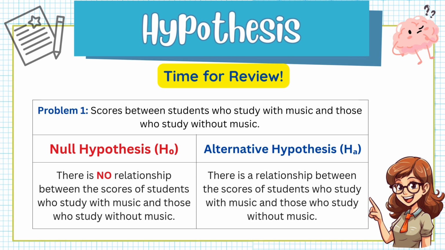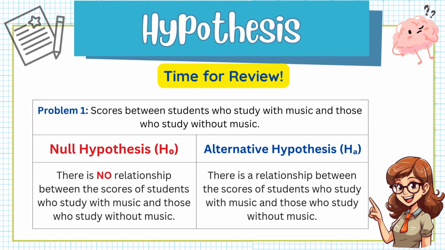No relationship between. While in alternative hypothesis or H sub A, you can say that there is a relationship between the scores of the students who study with music and those who study without music. In alternative hypothesis, you are not going to use the word no. Take note that alternative hypothesis contradicts the null hypothesis.